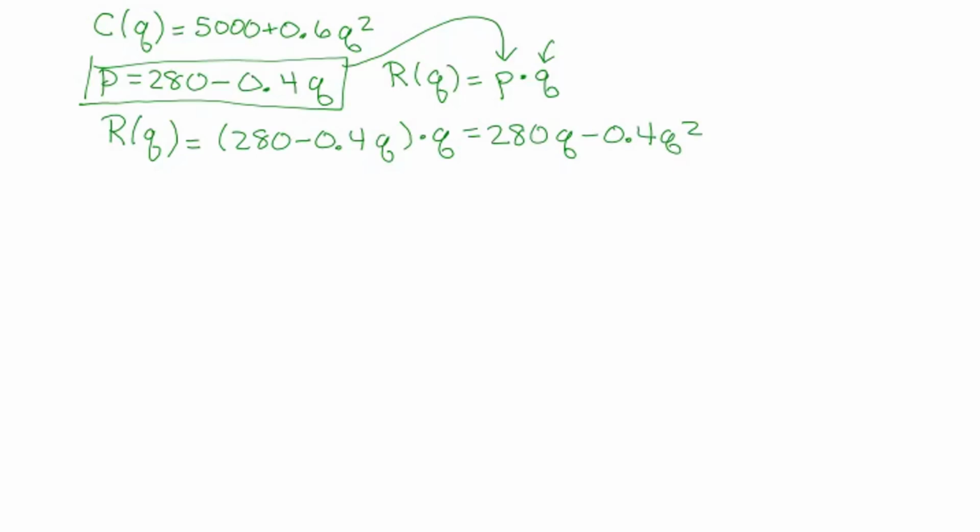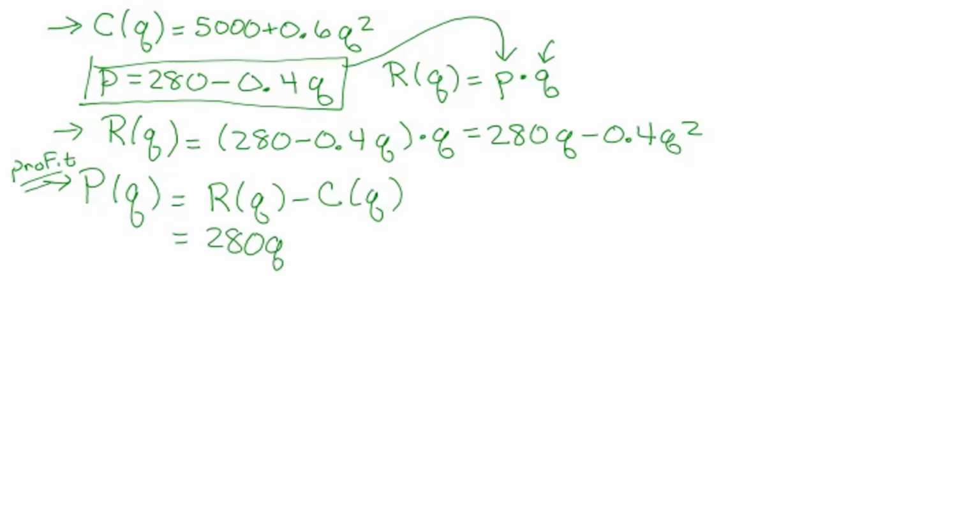All right, so putting these two together, and there's two ways to do this, but let's do the more traditional way. We know that profit, P, you can say P is a function of Q, and this is capital P for profit. Profit is equal to revenue minus cost. Well, revenue, we just figured out, was 280Q minus 0.4Q squared.